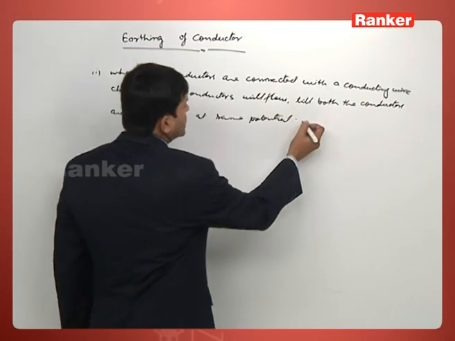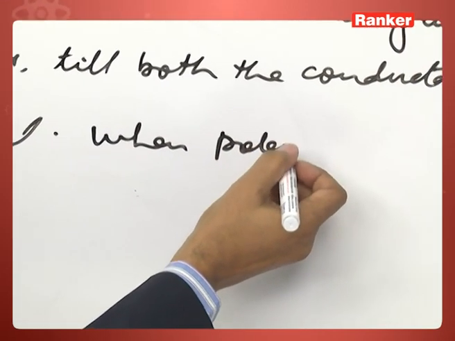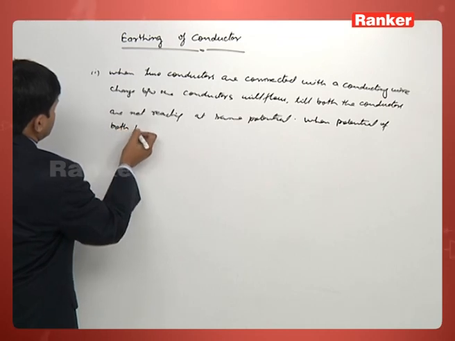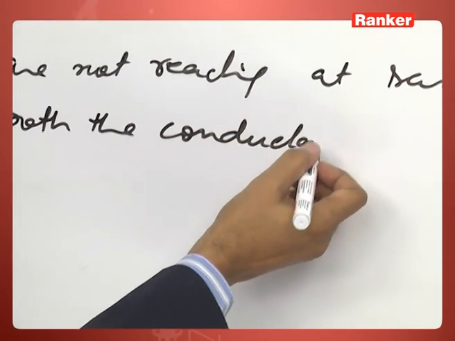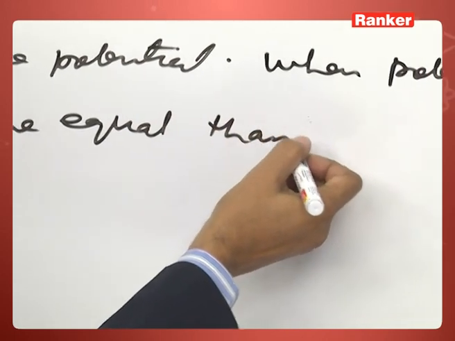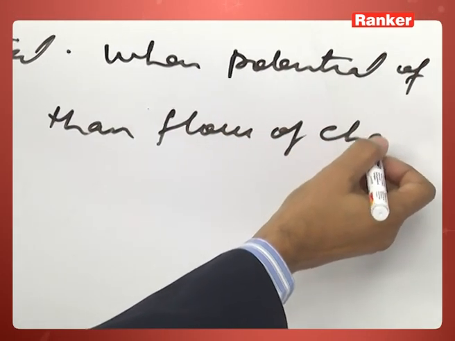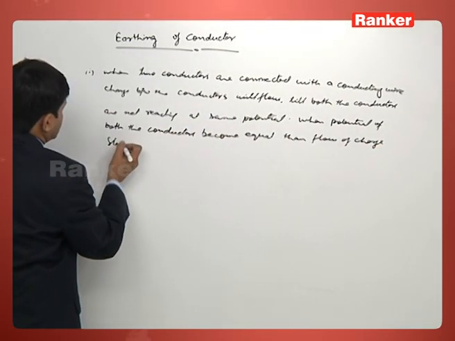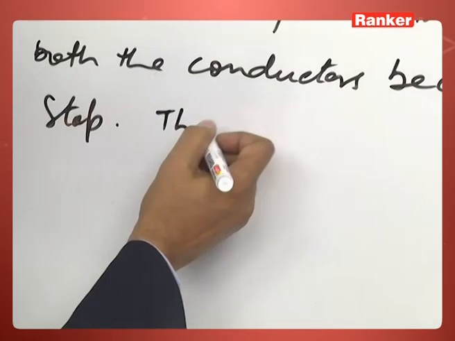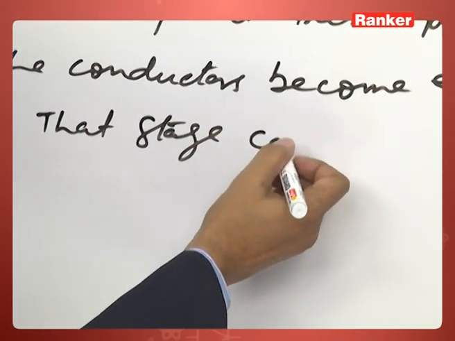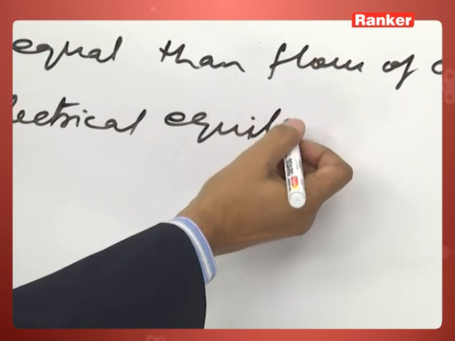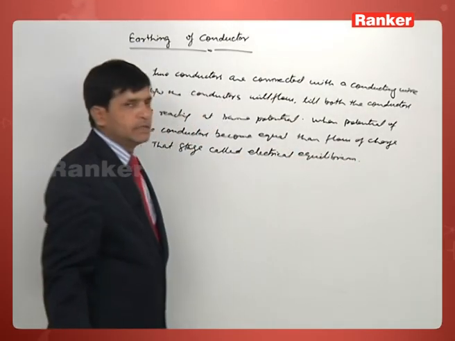So when the potential of both the conductors becomes equal, then the flow of charge stops. That stage is called electrical equilibrium. This is the first point.